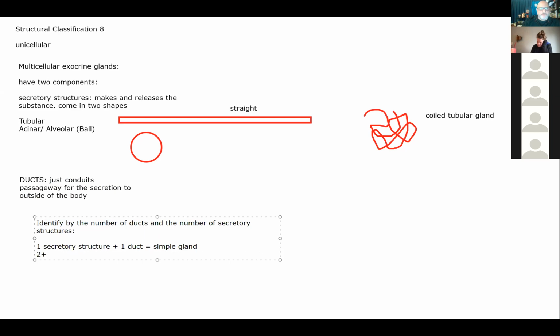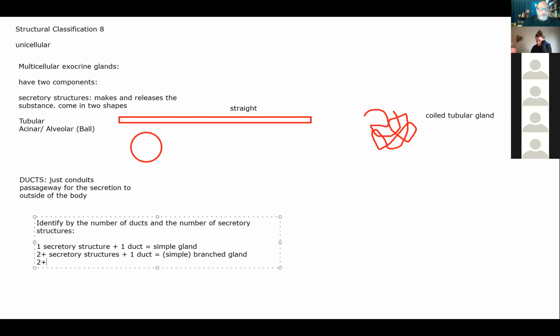Two or more secretory structures plus one duct is what we call a branched gland. Now, some textbooks, some locations, you will see the term simple branched. If you want to use the term simple branched, I'm fine with that, but I find it confusing. Simple is simple, branched is branched. I don't know why they put it together. Anatomists hate you. So again, if you want to use simple branched, that's fine, but you are also welcome to just use branched.